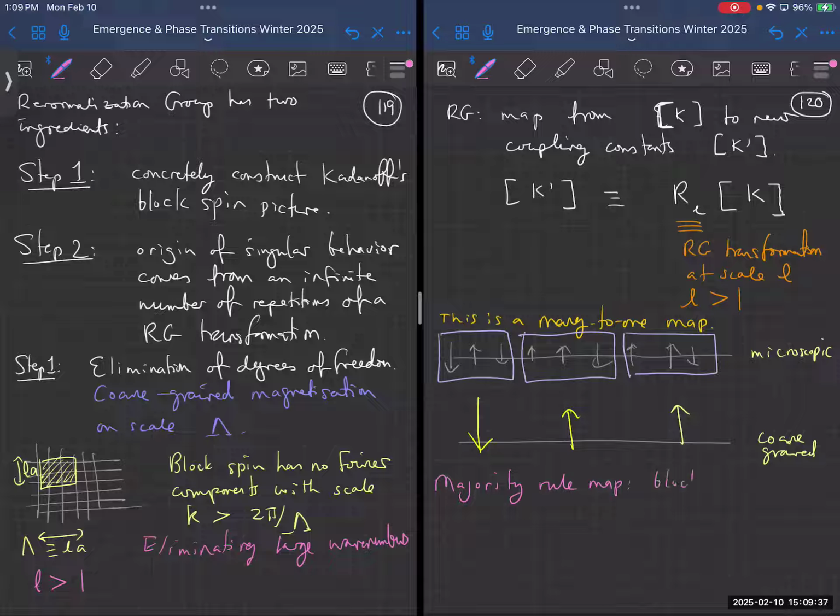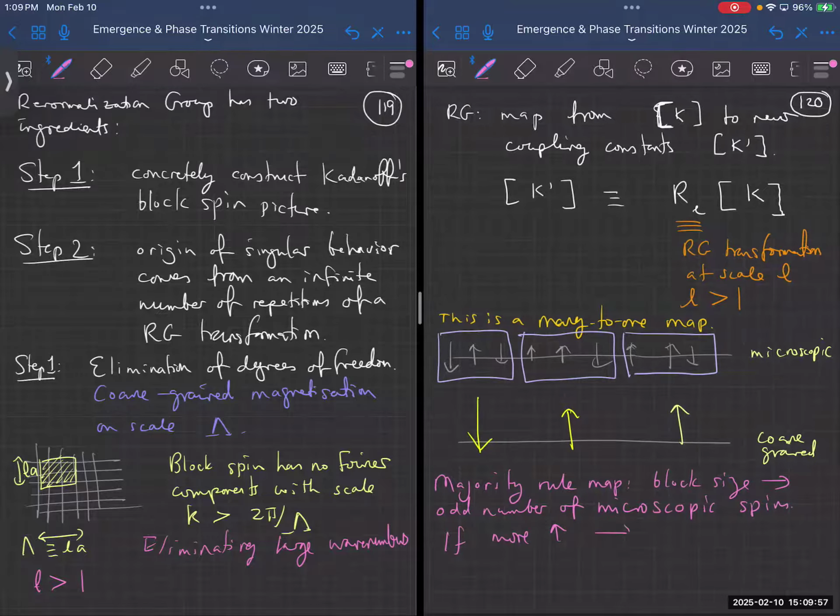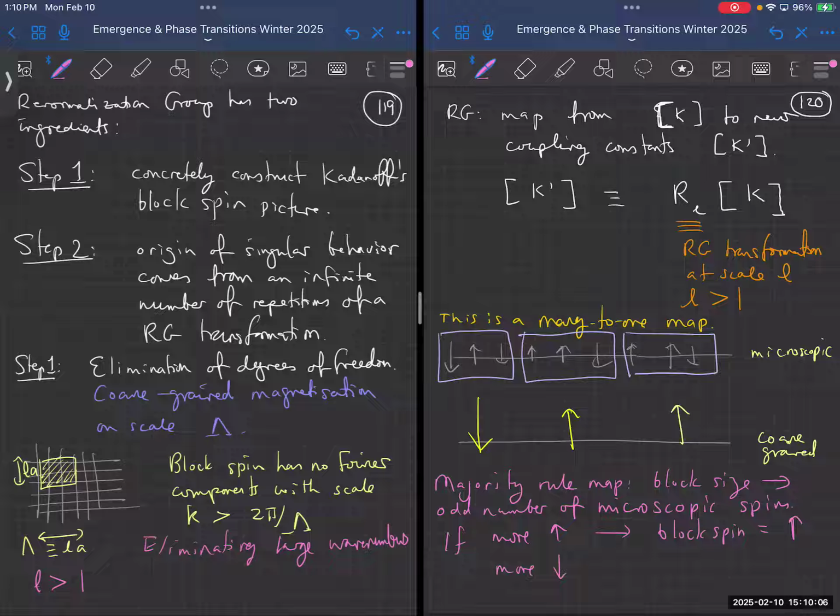Have a block size that gives you an odd number of microscopic spins, and then if more are up, then the block spin is equal to up, and if more are down, then the block spin is replaced by down. So that's an example of a coarse graining renormalization group.